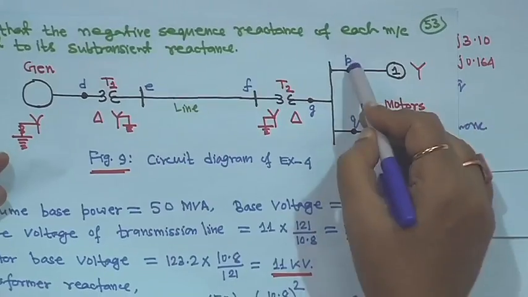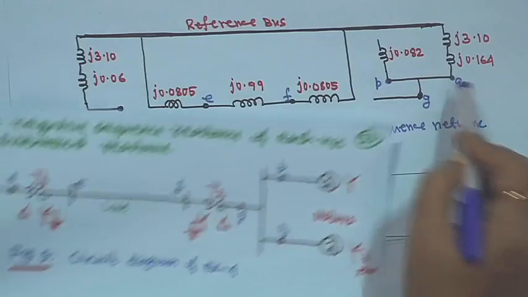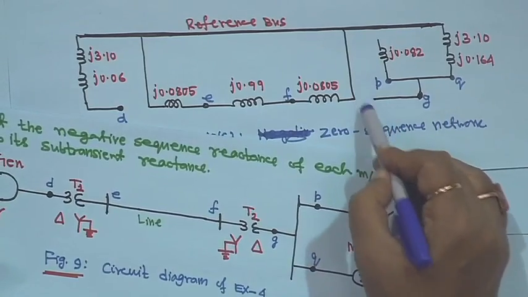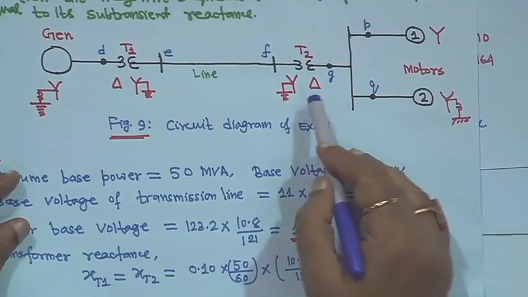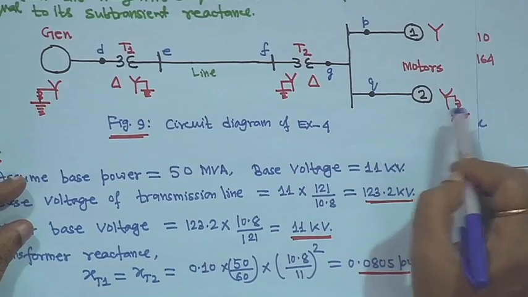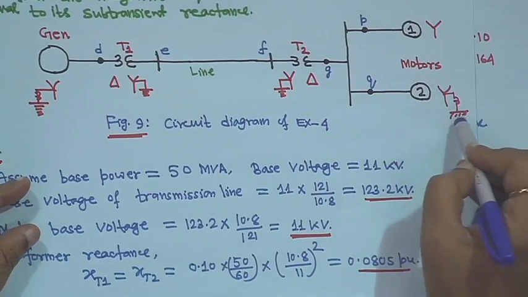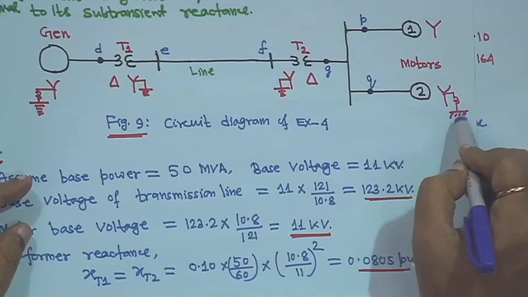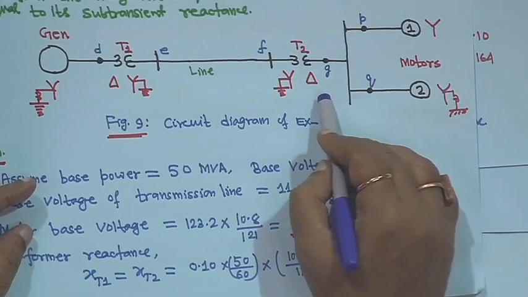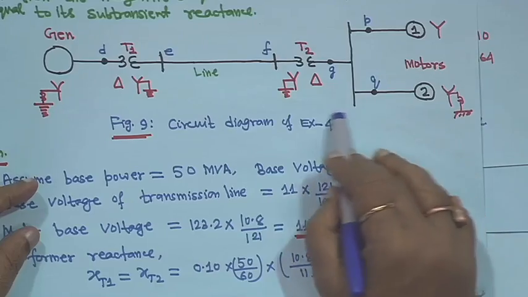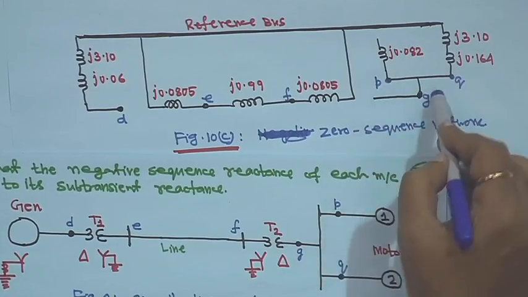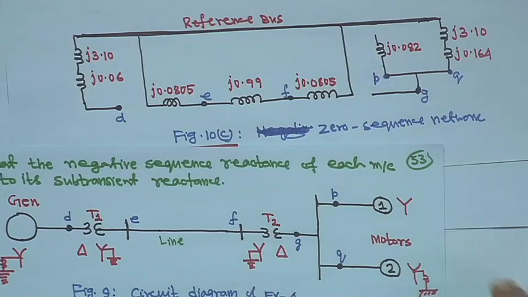So, this point is P and Q, and this is F to G. It will remain isolated here also, because this side is delta and the circulating zero sequence current will be there, and this is star grounded. It is connected to the reference on this side, but there is an isolation, which means no zero sequence current can flow. That is why there is an isolation here. So, this is your zero sequence network.